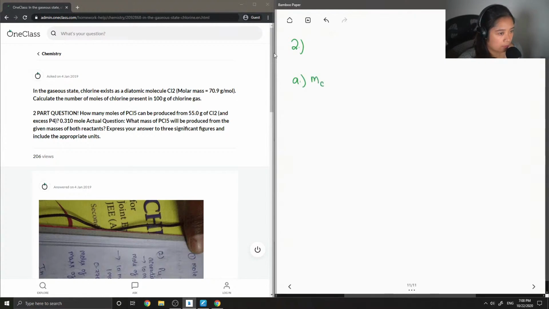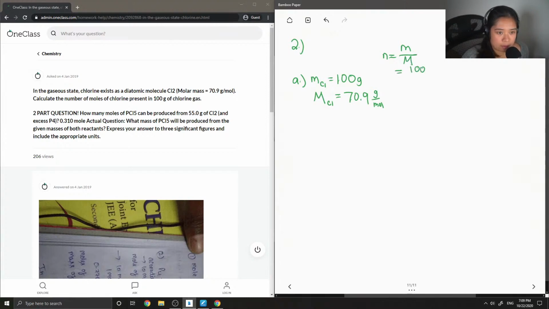So our mass of chlorine is 100 grams. We know the molar mass of chlorine was given in the question as 70.9 grams per mole. Okay, so we are going to be using the following equation, where number of moles is equal to mass over molar mass. So it'll be 100 grams divided by 70.9 grams per mole.